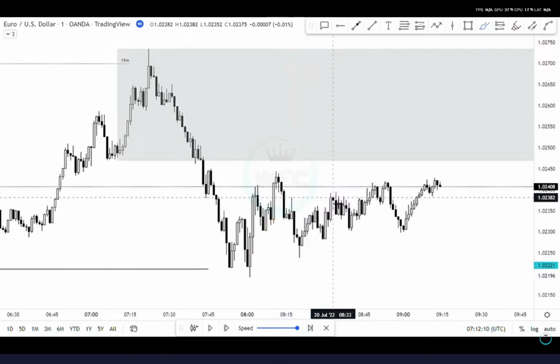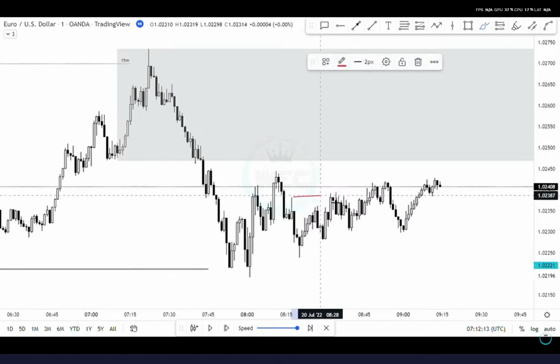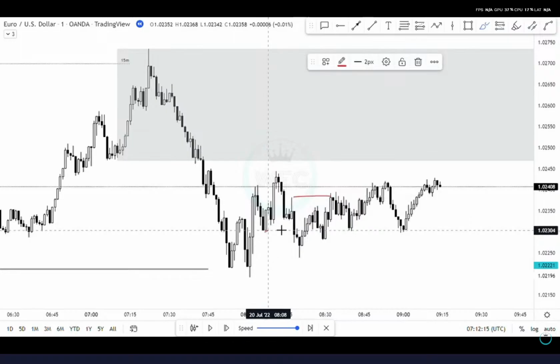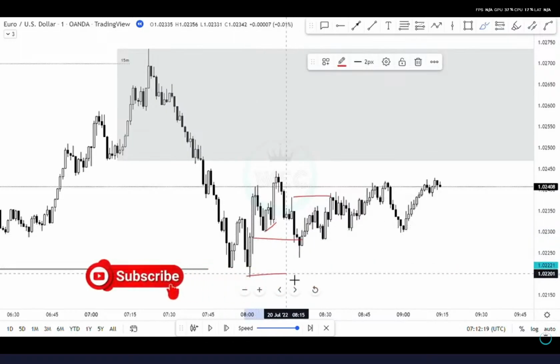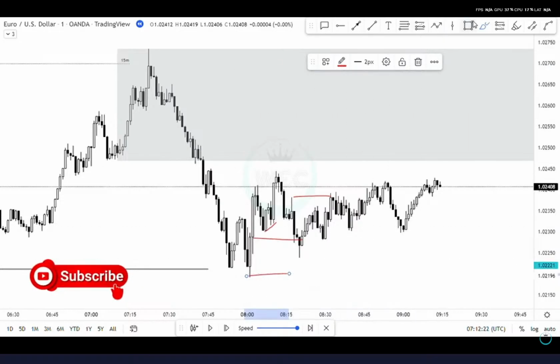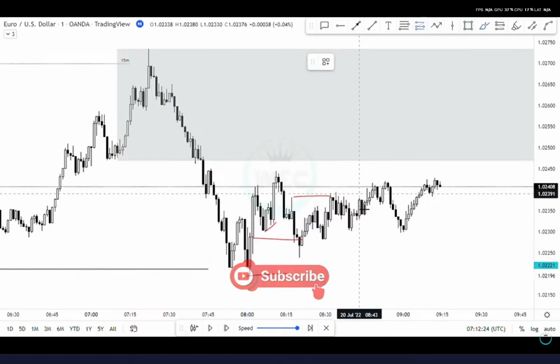Okay, so real quick, we can see how price takes out this high after grabbing all this liquidity and tapping into this demand zone. So that was my first trade. Okay, so my entry is right in here, like this.